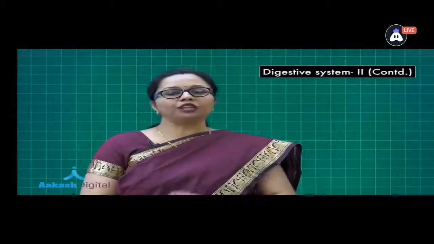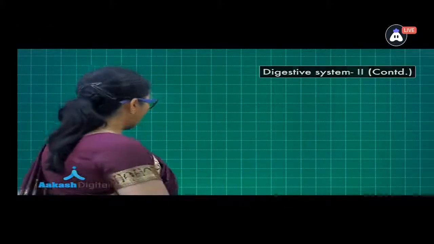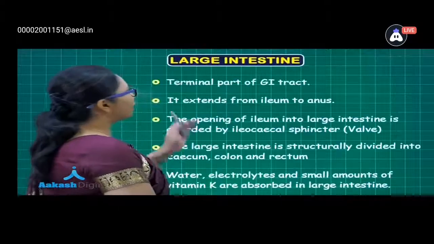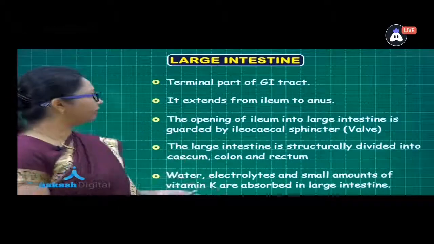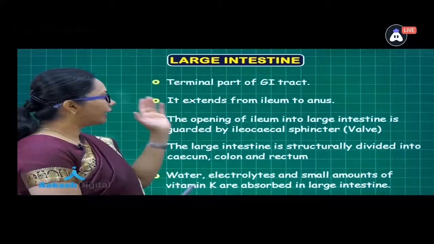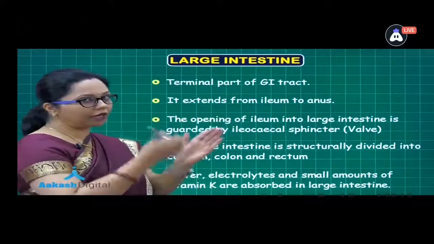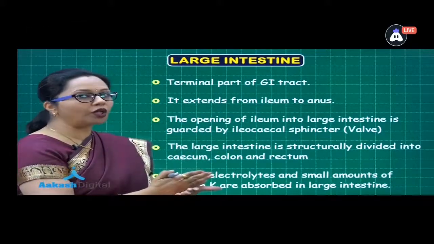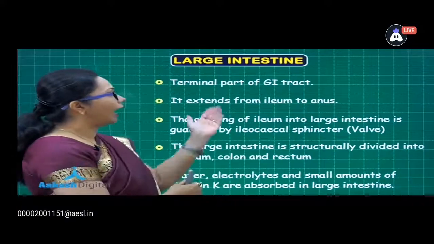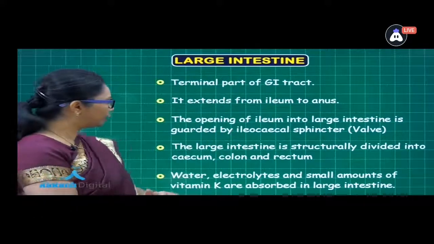Now moving on to the large intestine. The large intestine is the terminal part of our GIT, and it extends from the ileum, that means the last part of the small intestine where it ends, and from there to the anus.